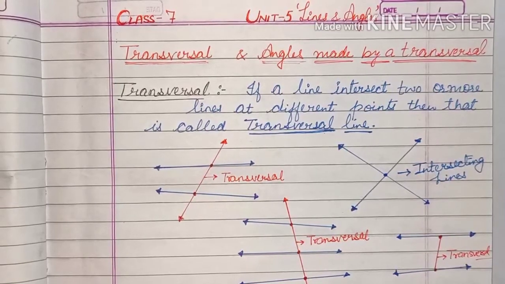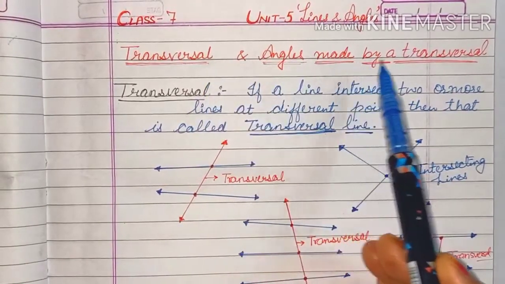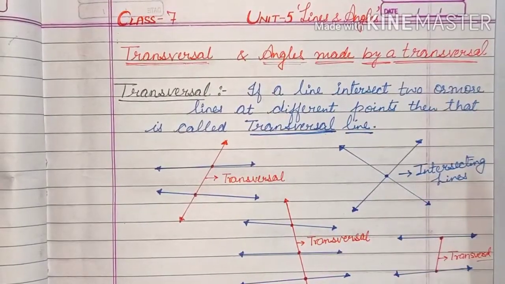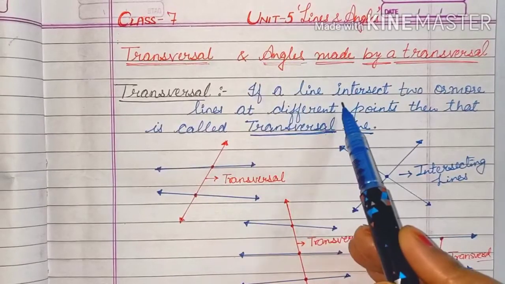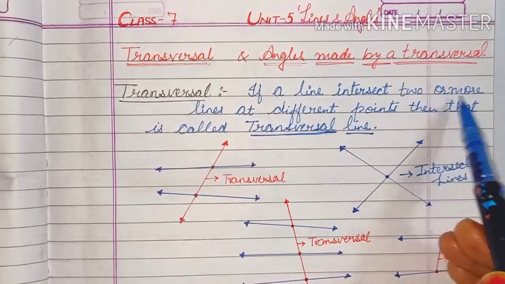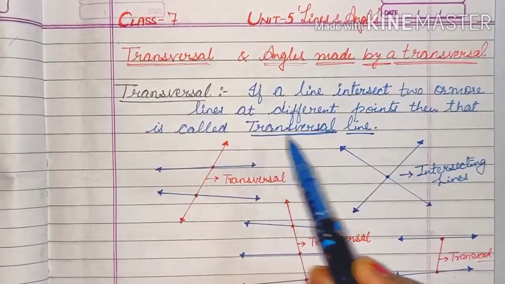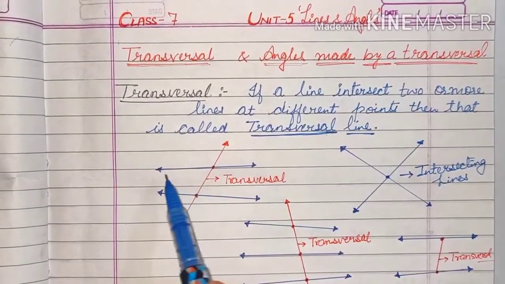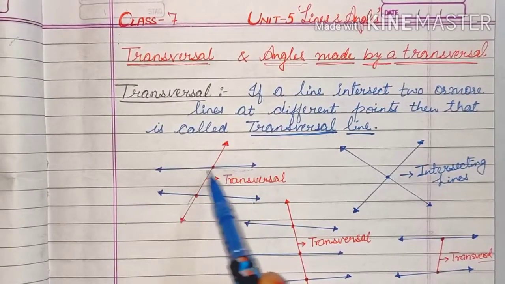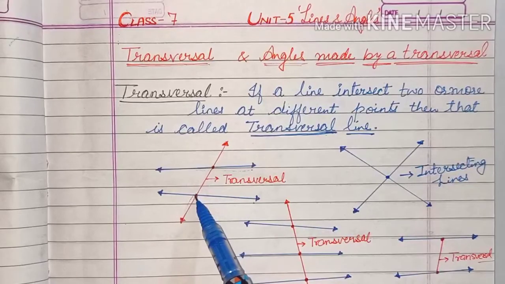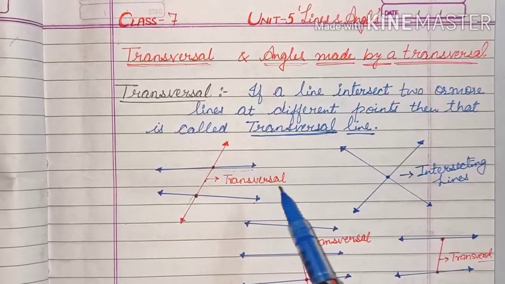Hello students, today we are going to discuss transversal lines and angles made by a transversal. So let's see first what a transversal line is. If a line intersects two or more lines at different points, then it is called a transversal line. See here, these are two lines and this line is intersecting these two lines at two different points. So this line is known as a transversal line.